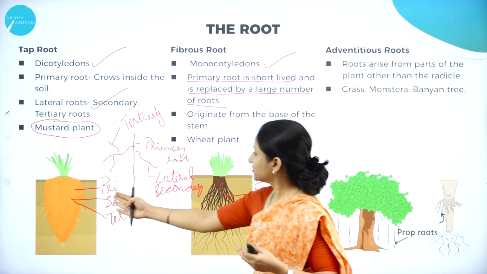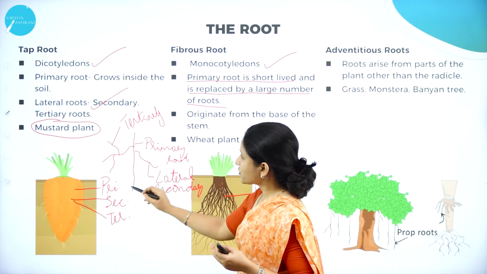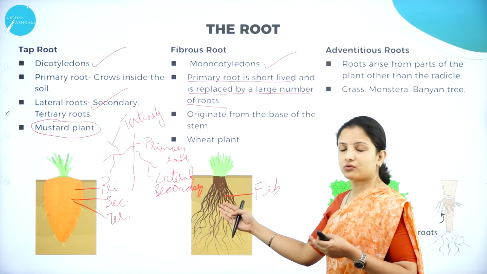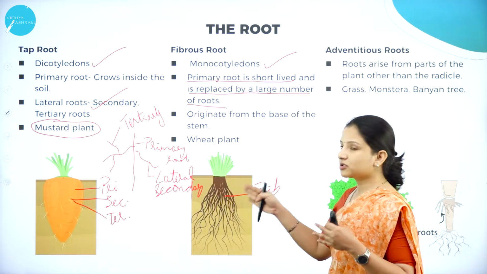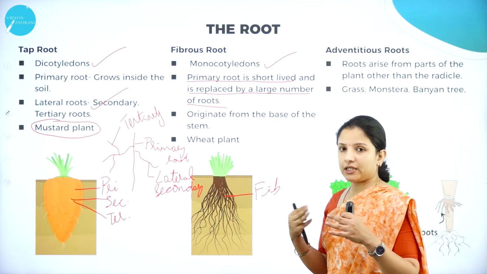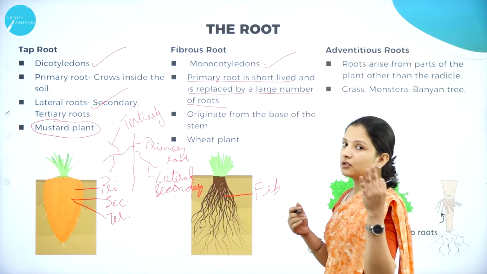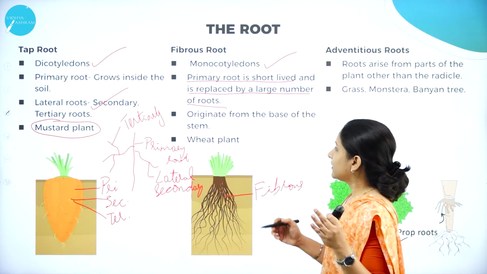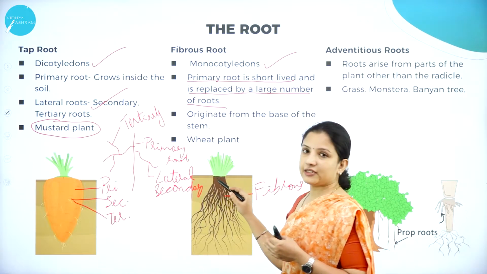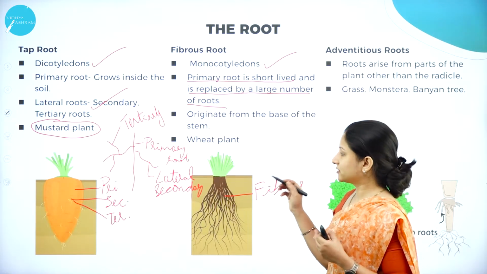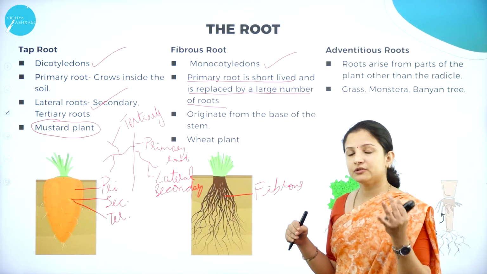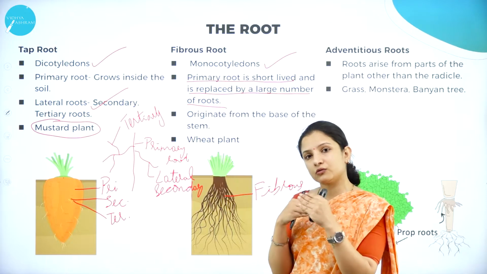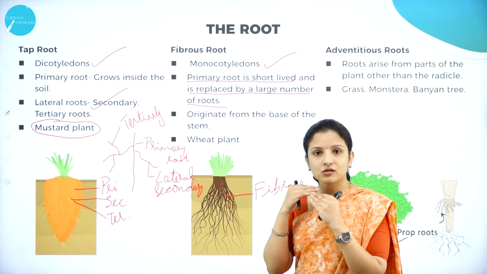You can see here there is a vast difference between what I showed in the taproot system and this one. Here there is no secondary root, tertiary root, nothing like that. The primary root, after a few days, gets replaced by a large number of roots. This is the fibrous root, and they actually originate from the base of the stem. Right from the stem it will originate. In some plants, there will be a small region between the root and the stem which is called the collar region.